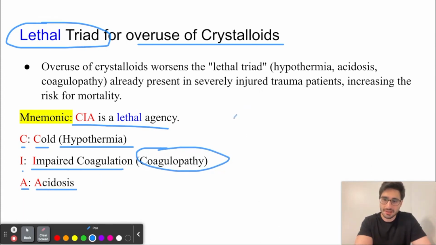So normal saline contains an even distribution of sodium and chloride, which can acidify the body, and so that can cause acidosis. Now, because normal saline does not contain bicarbonate, then there's not going to be a buffering agent for this chloride. As a result, we can get acidosis. So this is the lethal triad to remember for crystalloids. So hopefully this mnemonic helps.